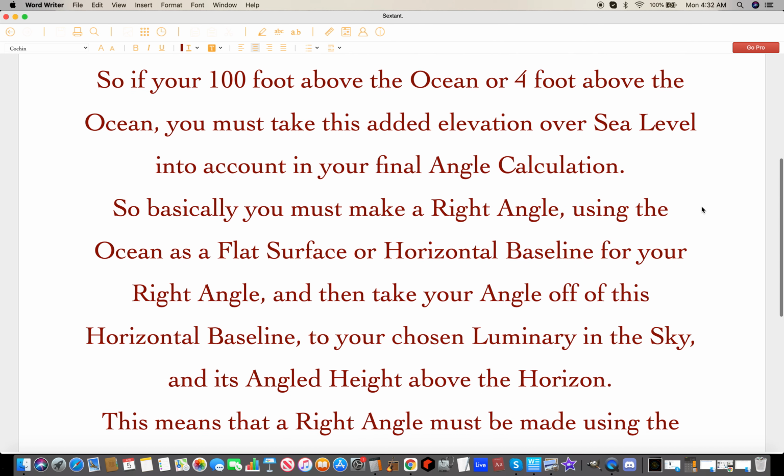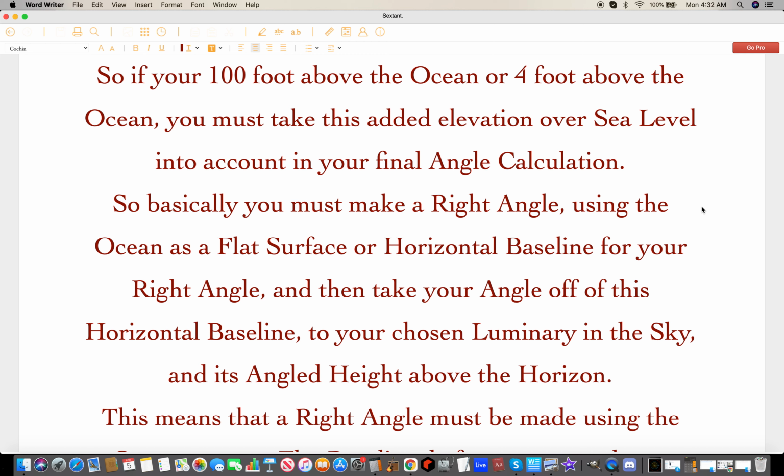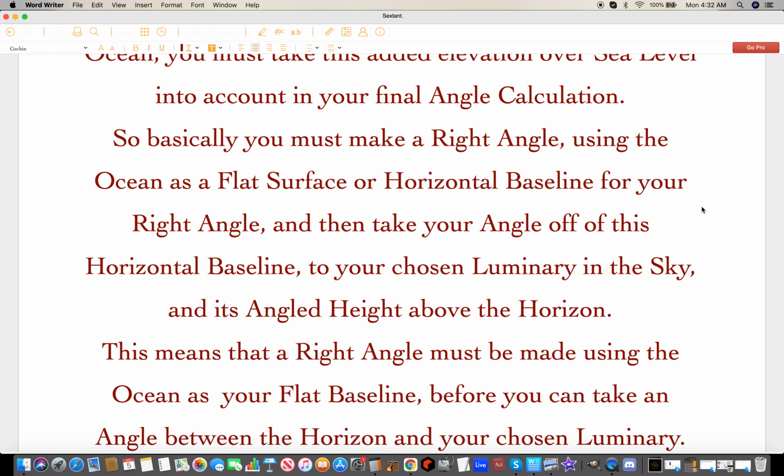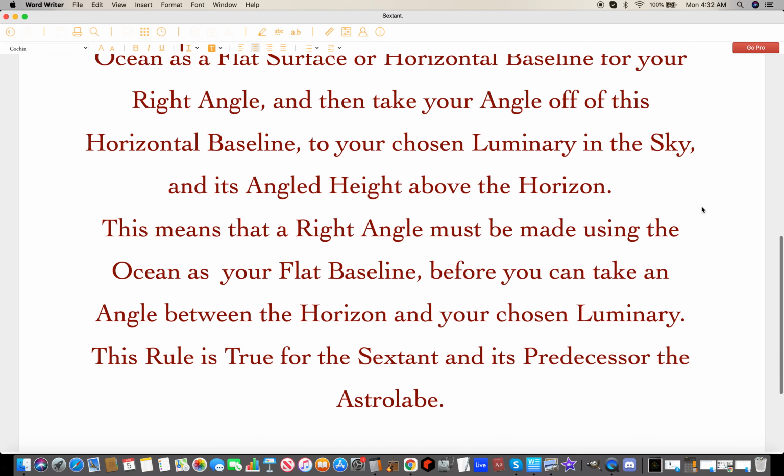calculation. So basically, you must make a right angle using the ocean as a flat surface or horizontal baseline for your right angle, and then take your angle off of this horizontal baseline to your chosen luminary in the sky and its angled height above the horizon. This means that a right angle must be made using the ocean as your flat baseline before you can take an angle between the horizon and your chosen luminary. This rule is true for the sextant and its predecessor, the astrolabe.